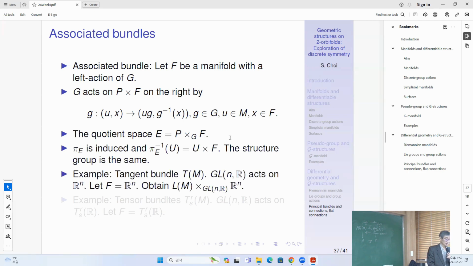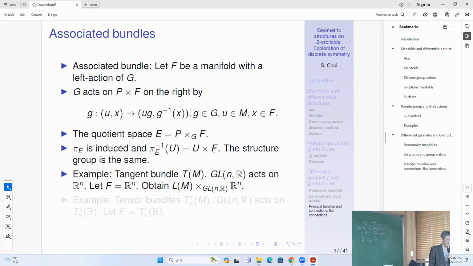So the structure group will be the same here. The structure group is what you call G here. For example, if you want to build a tangent bundle, then GL n R will act on Rn on the left, and let's say F is Rn. Then you look at the frame bundle, multiply with the Rn, and take a quotient by GL n R. So this will give you the tangent bundle here.